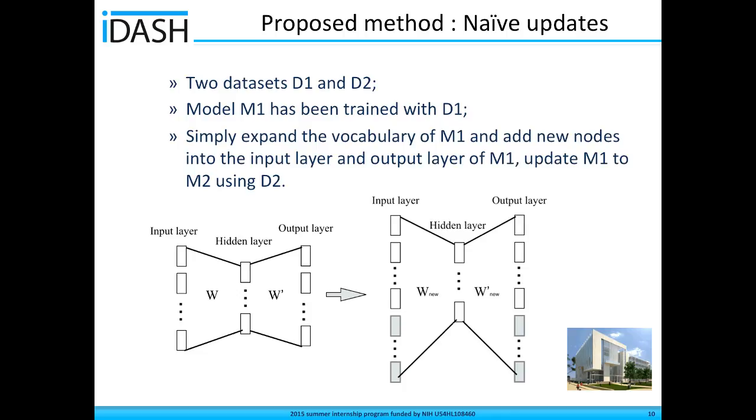The first is called naive update. I assume there are 2 data sets, D1 and D2. I first train the model using the first data set. It's called naive update because it's the most straightforward and simple method. We just expand the vocabulary of the first model and add new nodes into the input layer and output layer. And then we train the expanded model using the new data set.